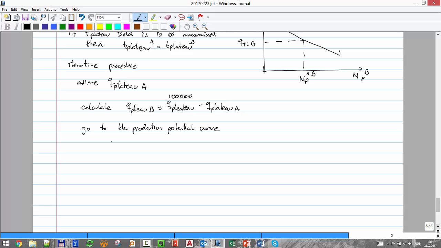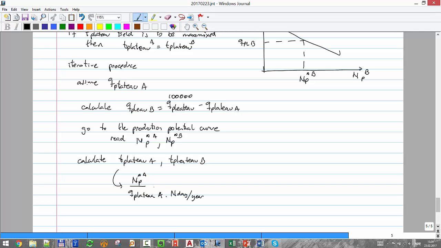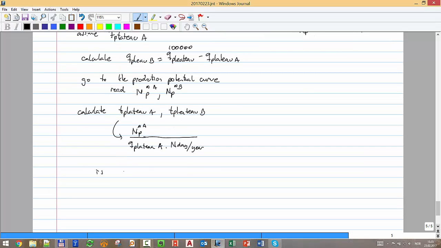Okay, and read NP star A and NP star B, and calculate T plateau A and T plateau B. That you know already how to calculate. It's NP star A divided by Q plateau A, and times the number of days per year. And then you ask the question, is T plateau A equal to T plateau B?